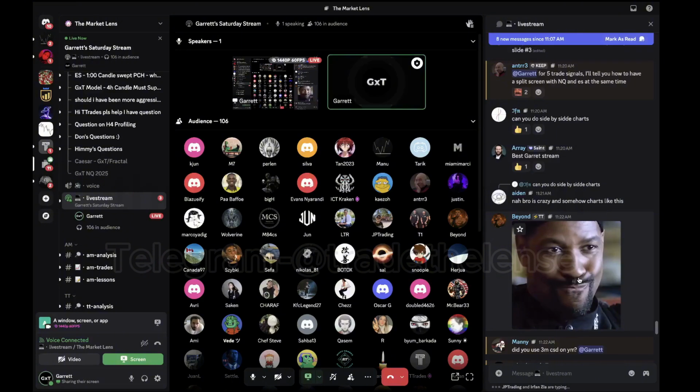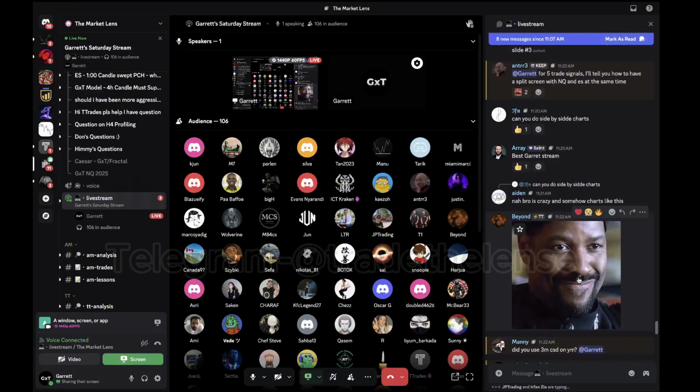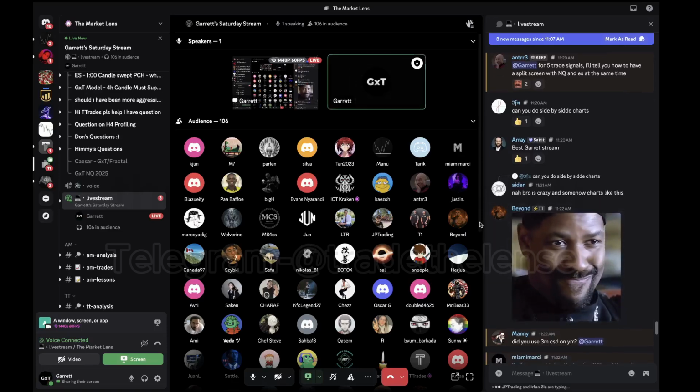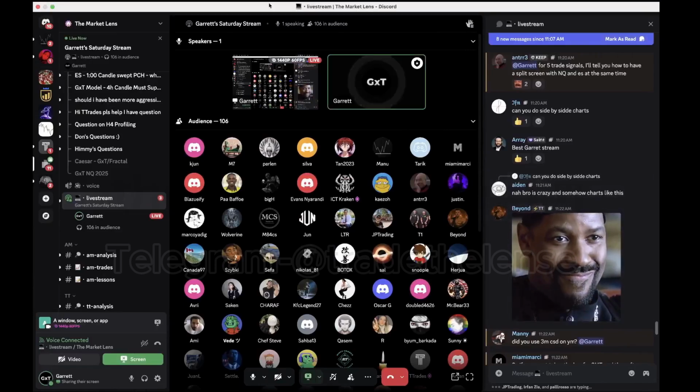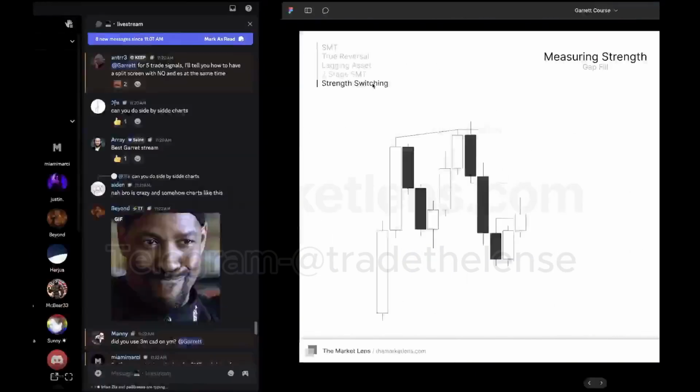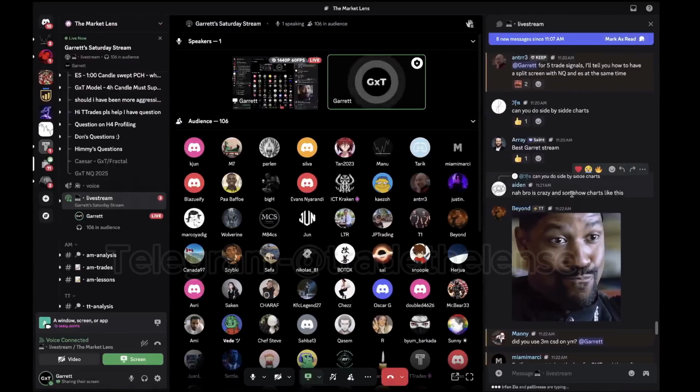Can you do side-by-side charts? I don't use side-by-side charts. I hate that shit. It actually bothers me so much. But if that helps you learn, I could maybe start doing it.